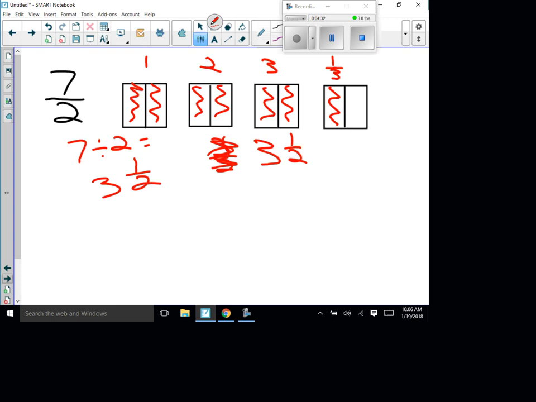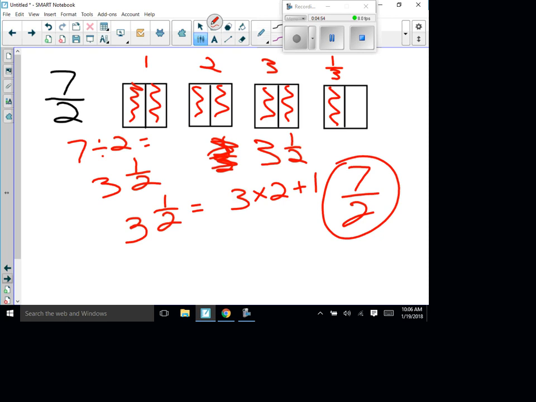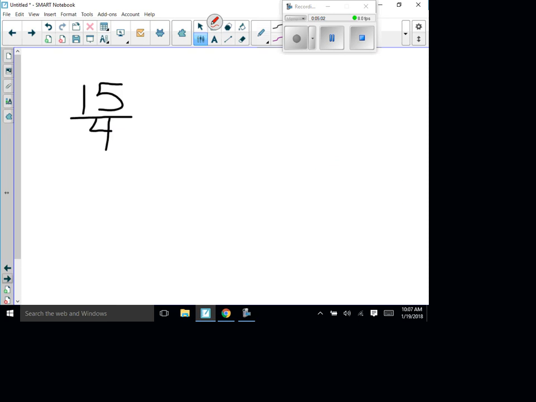Now let's switch it back just to see. So 3 1/2, and I want to make it an improper fraction. That means I want to make the number on the numerator bigger than the denominator. You take 3 times 2, and you add 1, put it over the denominator. 3 times 2 is 6, plus 1 is 7. Put it over 2, 7/2. So right there you'll see 7/2 equals 3 1/2. It's kind of fun. All right, the next one, 15/4.